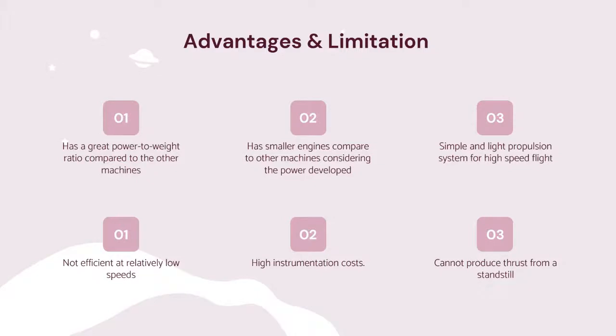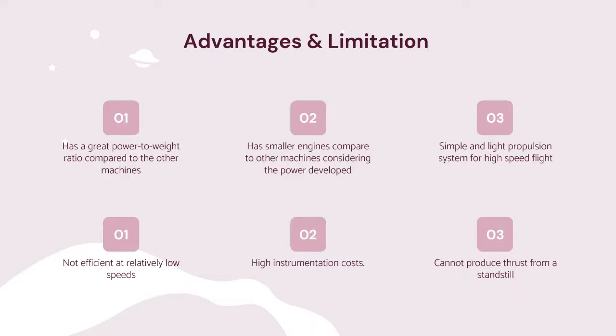And now we also have the advantages and limitations. The first advantage is that this machine has a great power to weight ratio compared to other machines, and it also has smaller engines compared to other machines considering the power developed. And the third one is a simple and light propulsion system for high speed flight.